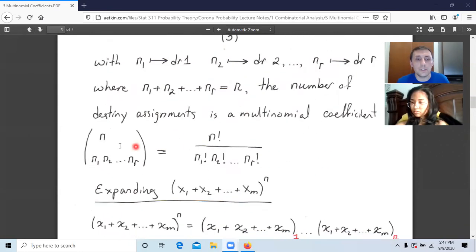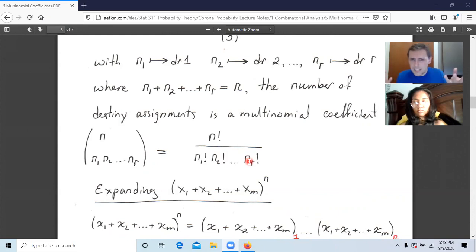Back to the general situation. In the general situation, we have R trays. And the first tray will have to contain N sub 1 knights. Second tray has to contain N sub 2 knights, and so on. Okay? So the general situation will be N factorial, which are all the permutations arranged linearly, divided by N1 factorial and N2 factorial all the way to N sub R factorial.